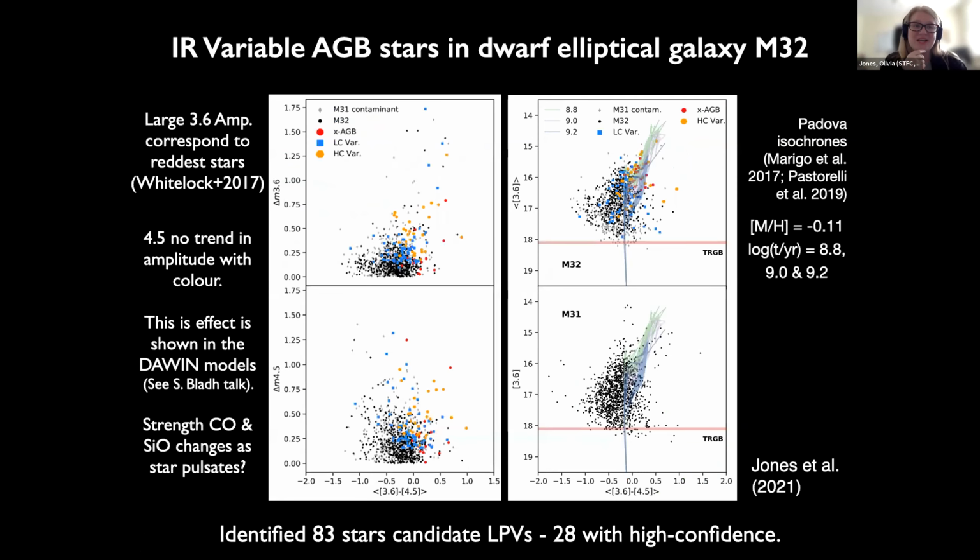Changing tracks a bit, I am also very interested in the dwarf elliptical galaxy M32. So M32 is a very compact galaxy on the outskirts of Andromeda. And the reason why I was really interested in this galaxy to start off with is, as an elliptical galaxy, it has a large evolved star population, but it absolutely has no interstellar medium dust. So it's a very different environment to the Magellanic Clouds or spiral galaxies.